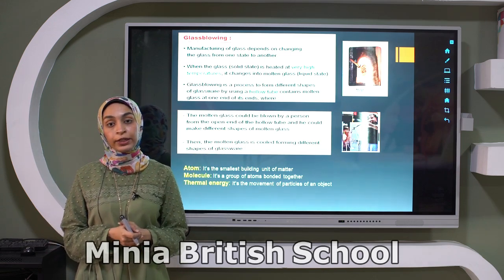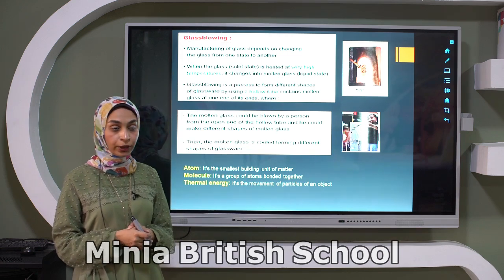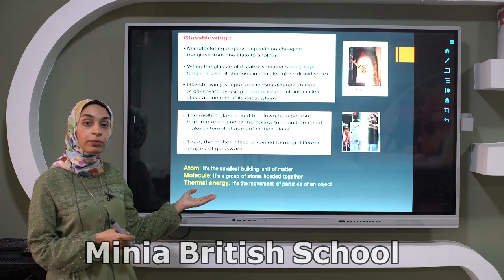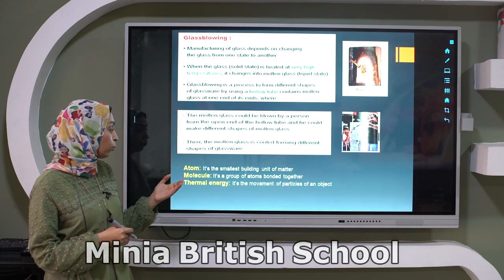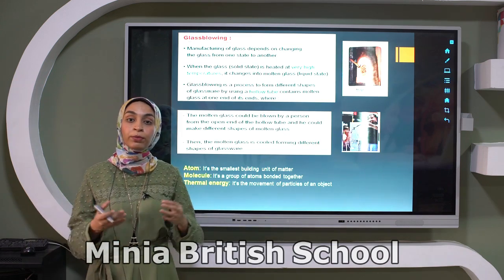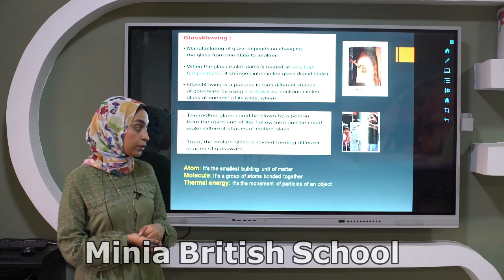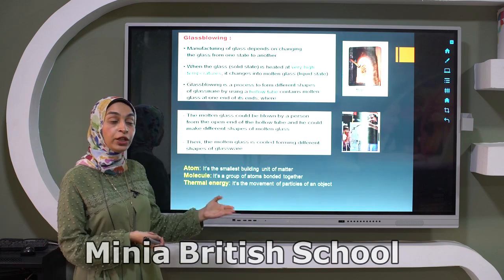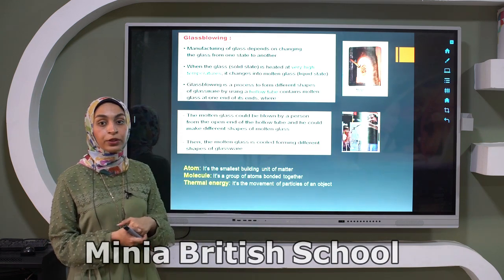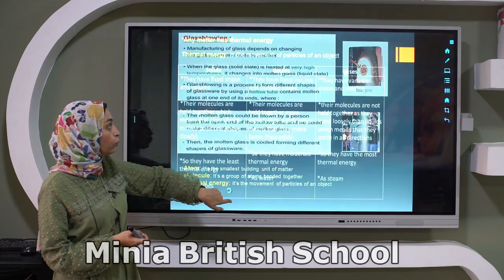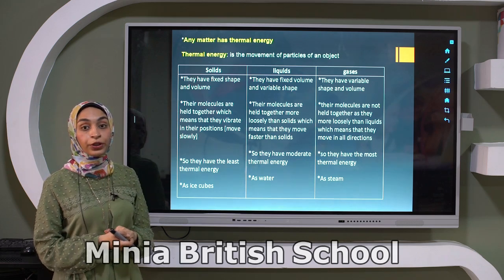The second part of the lesson talks about the difference between atom, molecule, and also thermal energy. So what is meant by the atom? It is the building unit, actually the smallest building unit of the matter. While a molecule is a group of atoms which are bonded or combined together to form the substance. Also the thermal energy, it is the transfer of heat between the particles of an object, or we can say the movement of it. So what is meant by the thermal energy?